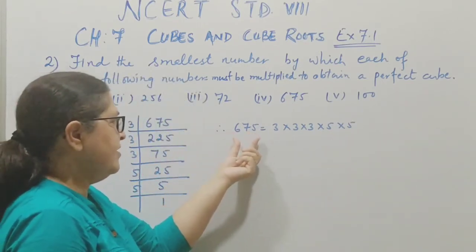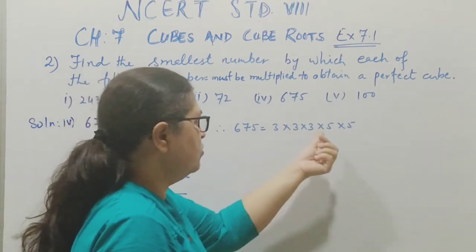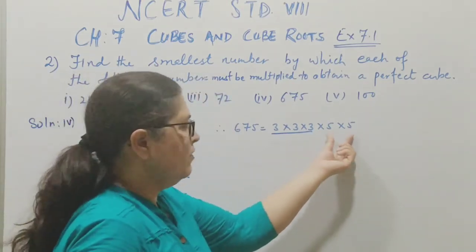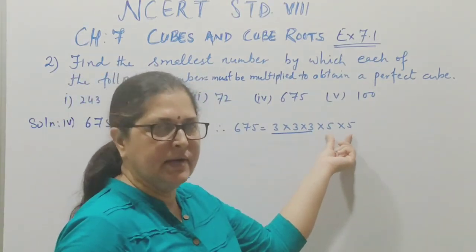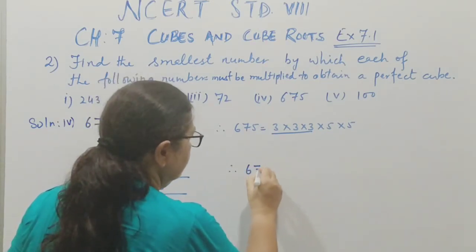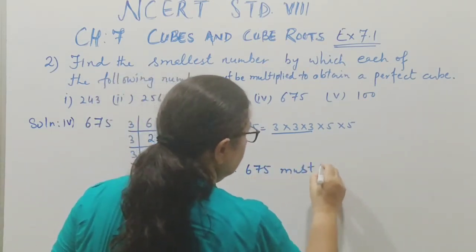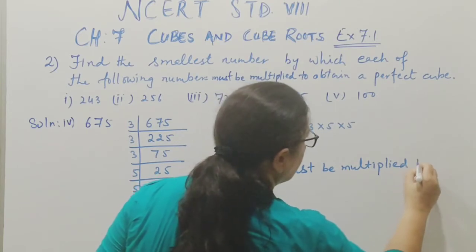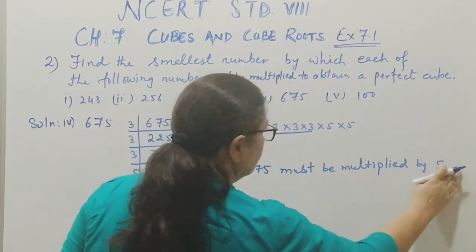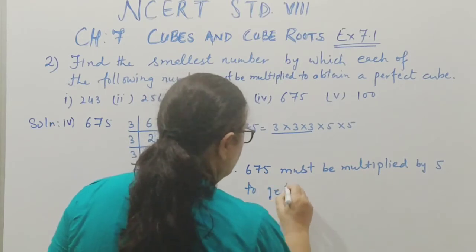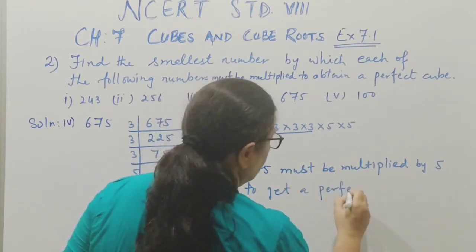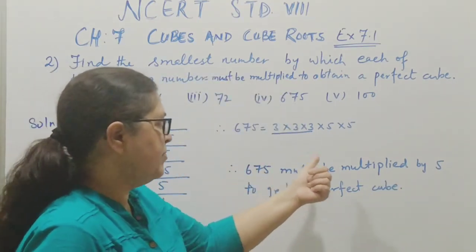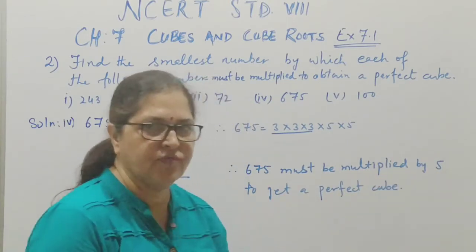Therefore, 675 is equal to 3 into 3 into 3 into 5 into 5. So this triplet is complete. We need one more 5 to complete this triplet. Therefore, 675 must be multiplied by 5 to get a perfect cube.